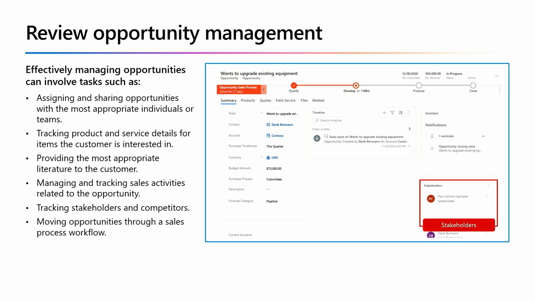Organizations use opportunities to forecast revenue. As opportunities are entered, the future value of their potential sales is estimated to provide a sales pipeline forecast. As opportunities are closed, the actual revenue that's generated is compared with the forecasted revenue.